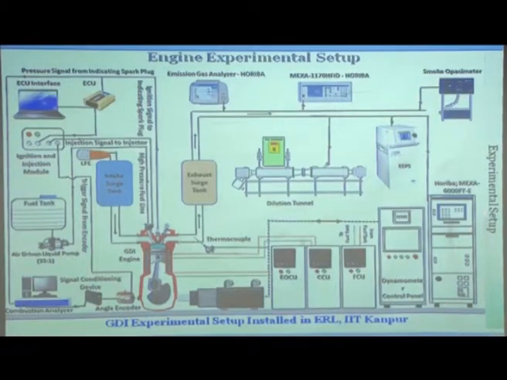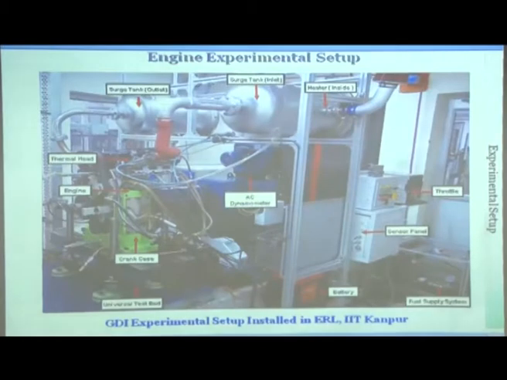Okay. So, all this setup is made here by Nikhil. So, he will be very happy to give you a demonstration. So, this is how the setup looks like. Okay.